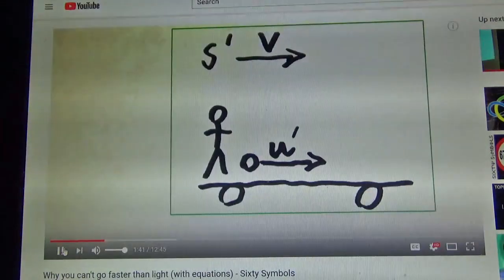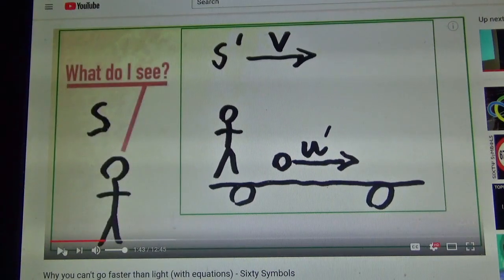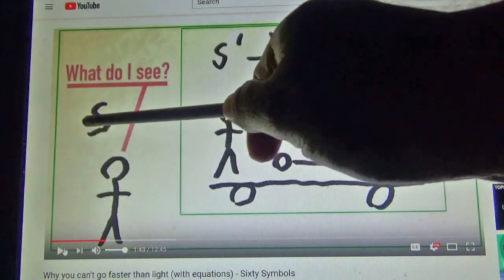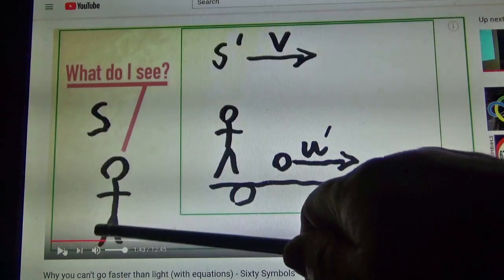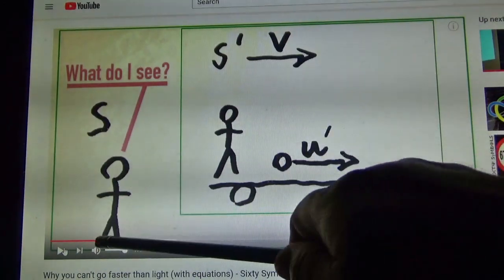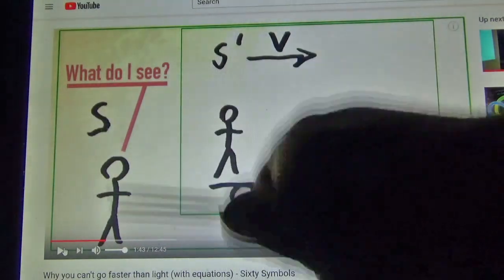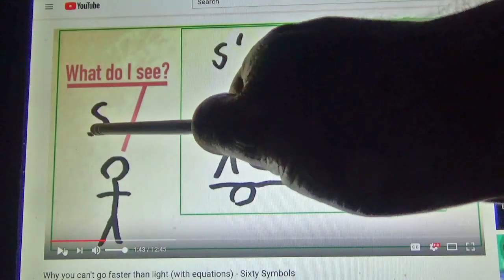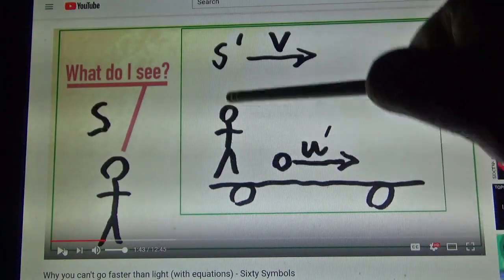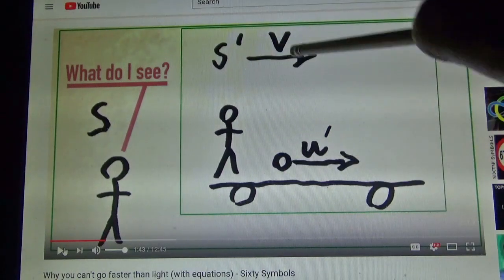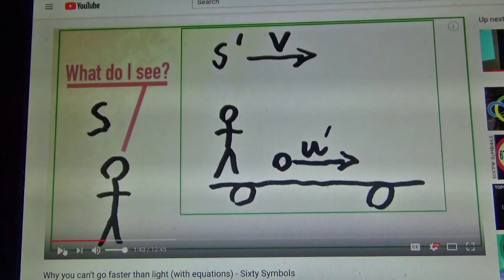So then the question is, what does the person in the other reference frame see? This person is in reference frame S, and you should really emphasise these are inertial frames. I think it needs to be referring to inertial frames, although I don't think he's stated that. So this person is in the S inertial frame and this person is in the S prime inertial frame.